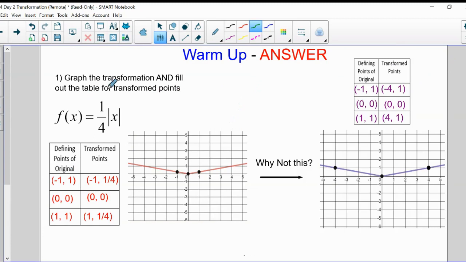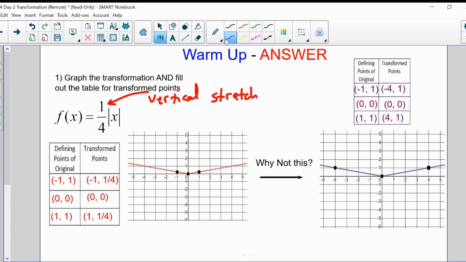So let's go a little bit more in depth on problem 1 on the answer. This was what we talked about. Why is it not this? Well, this particular graph looks exactly the same. And actually, if you were graphing this without talking about the points, you probably wouldn't even notice a difference. But remember, this is a vertical stretch.